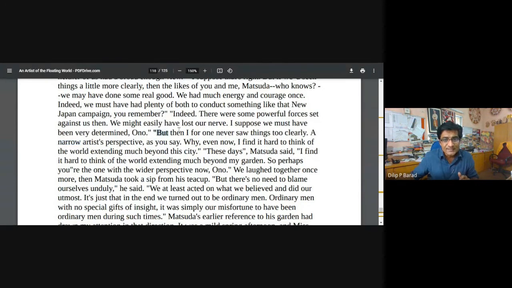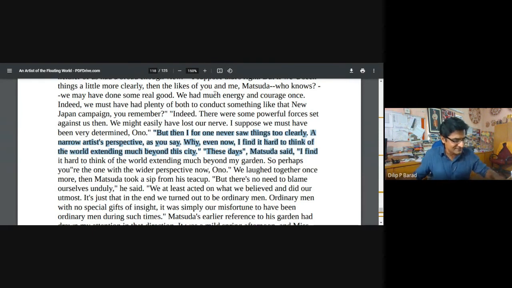He says here that, but then I never saw things too clearly. A narrow artist's perspective, as you say, why even now I find it hard to think of the world extending much beyond the city. And Matsuda also says that my world is just towards my garden only. I can't see the things beyond my garden also.